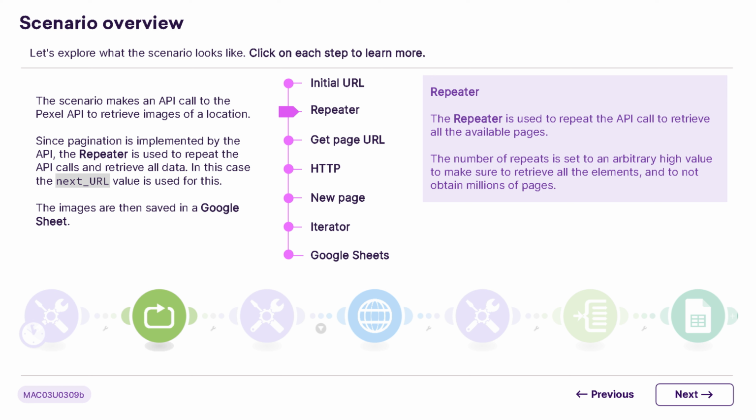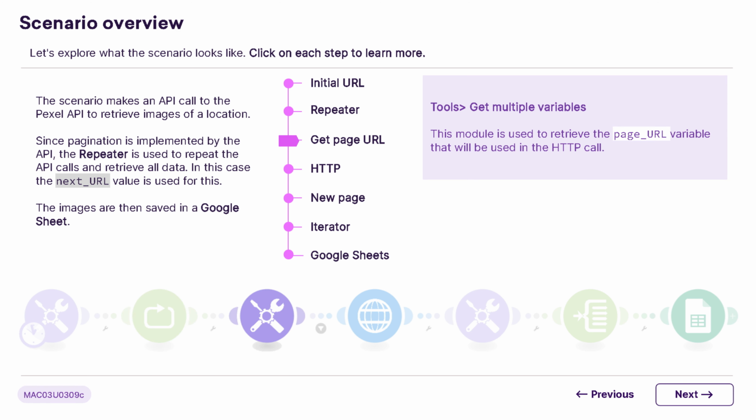Setting the repeater to a high number of repeats ensures you don't miss any images, but it also requires a balance to avoid overloading with too many pages. Finally, once all the images are gathered, they're neatly organized and saved into a Google Sheet. This method streamlines your data collection and storage, making the process efficient and scalable.